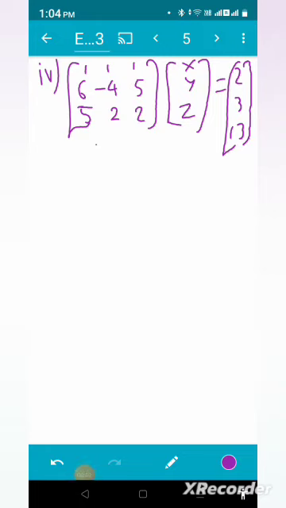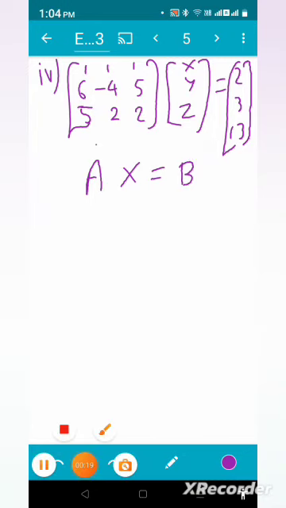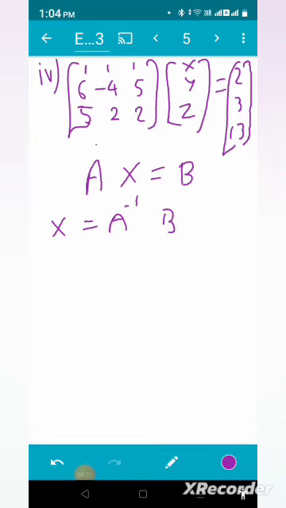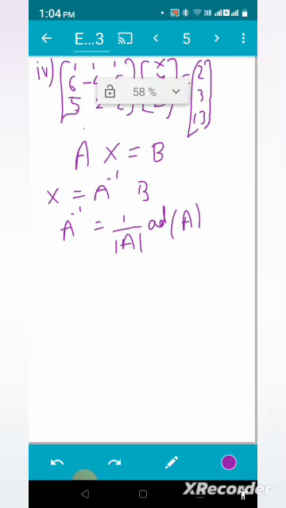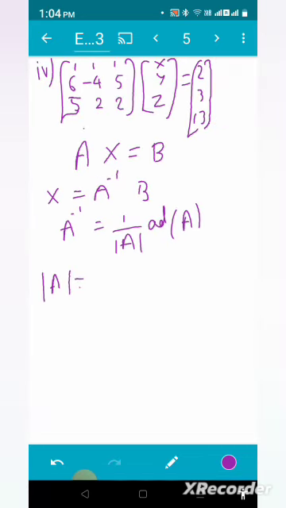The fourth problem also has one matrix. I take the coefficients of x, y, z, that is the A matrix. So A matrix into x is equal to B. This is B. So we can find x is equal to A inverse into B. The A inverse formula is 1 by determinant of A into adjoint of A. So we have to find first the determinant of A.